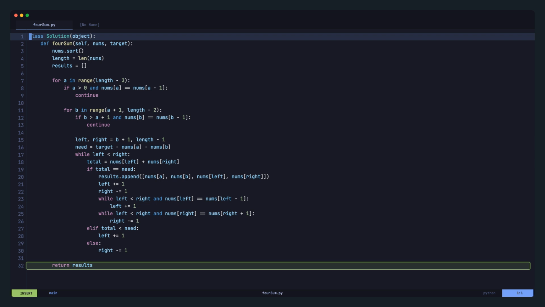Sort, fix 1, fix another, sweep 2. Every k-sum problem is just this idea, 1 layer deeper.